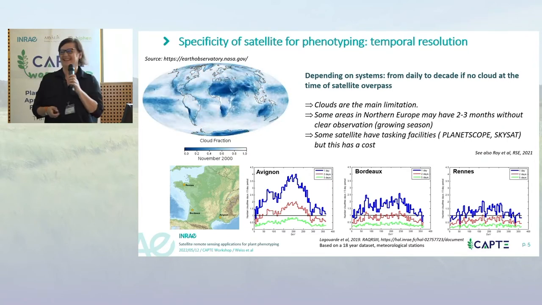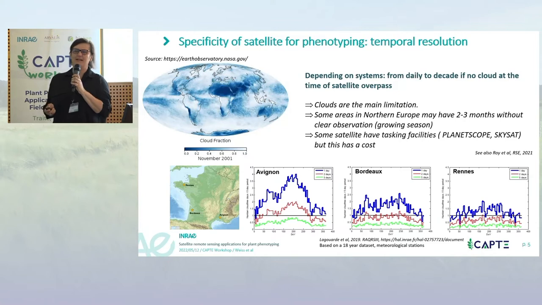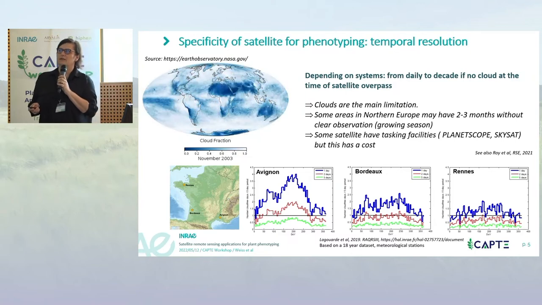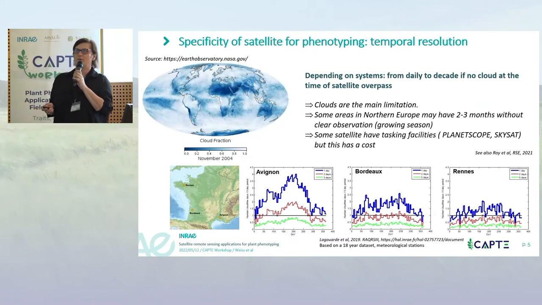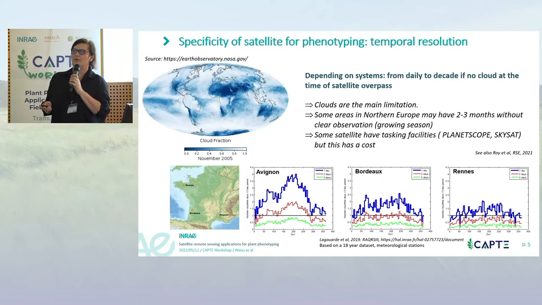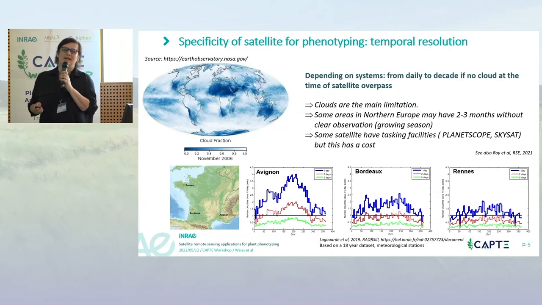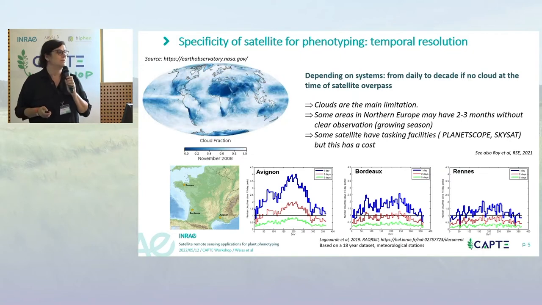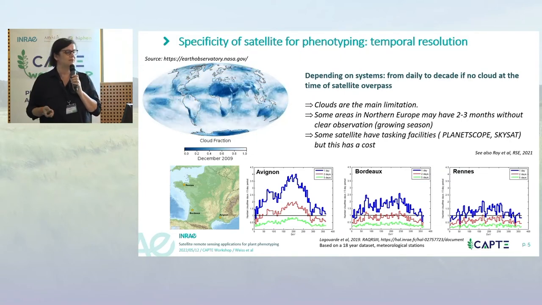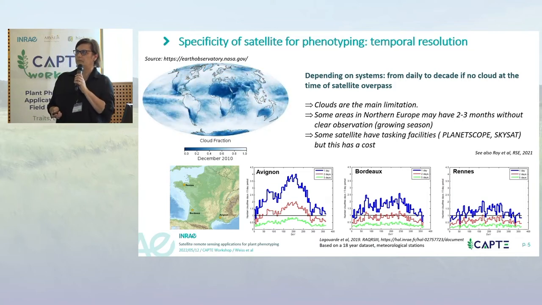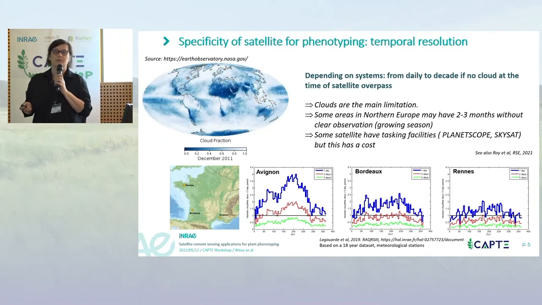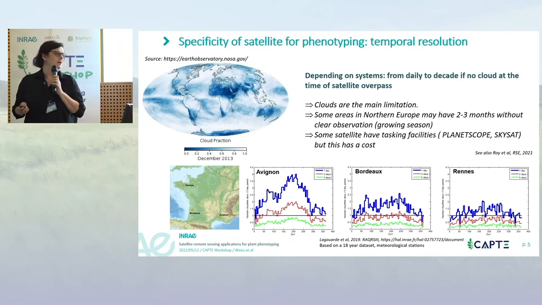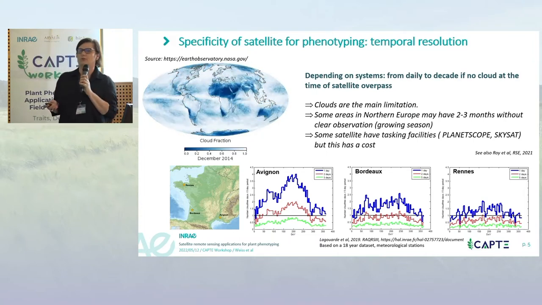Okay, thanks. Okay, so this is a movie from NASA showing the occurrence of clouds at the Earth's surface. So as you can see, there are some regions which are very clear, but when you go in northern Europe and France, for example, you can get quite a lot of clouds during the whole year. So this is the main limitation, because when you have clouds, the satellite doesn't see anything except if you are using radar data. So you may have sometimes 2 or 3 months of missing data, and generally it occurs in spring when you need the information actually of the crop growth.